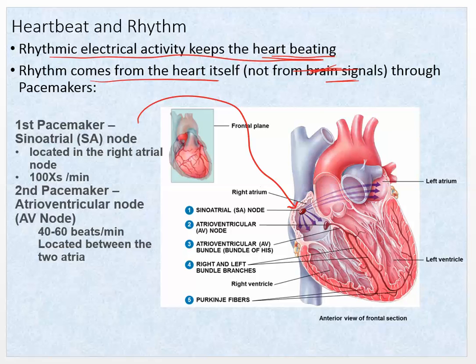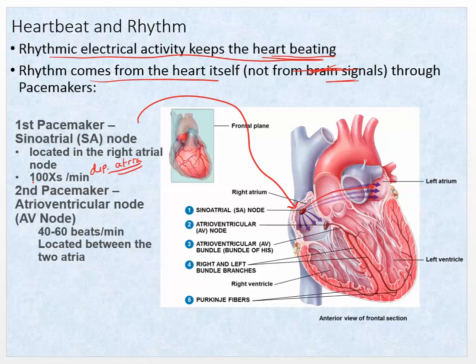And all it is, is a small group of cells, and it will then cause depolarization of all of the atria. Depolarization of all the atria is what it causes. Now, these are just a small group of cells that's automatically doing it, but then they transfer that signal to the atria. And then there's another one that's a little bit slower.